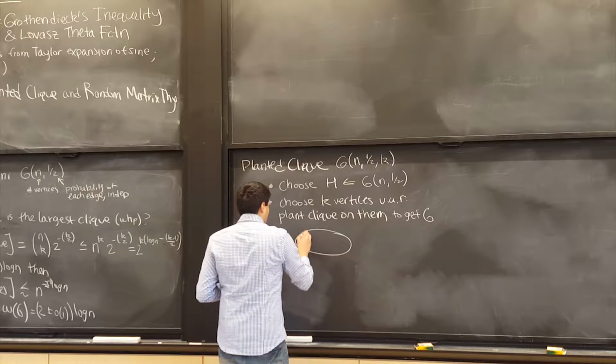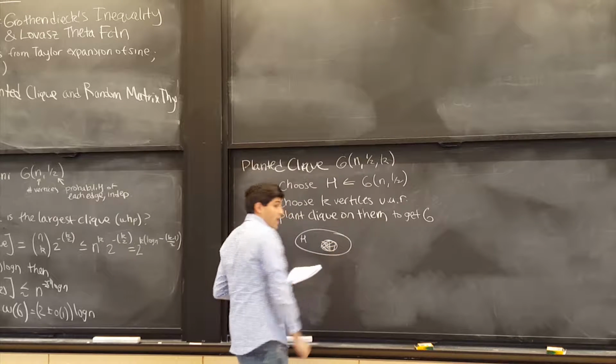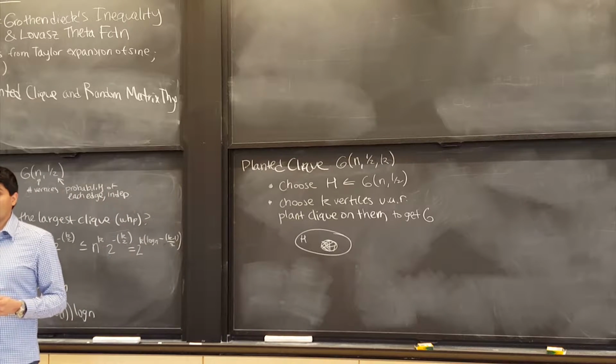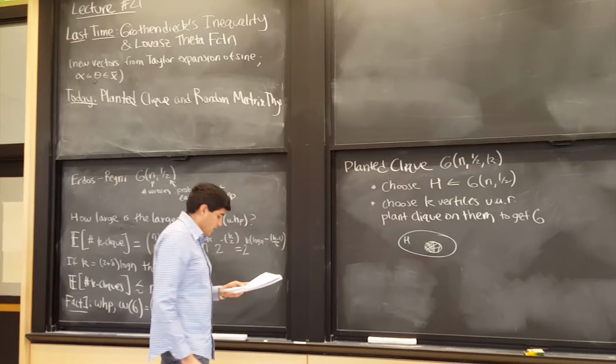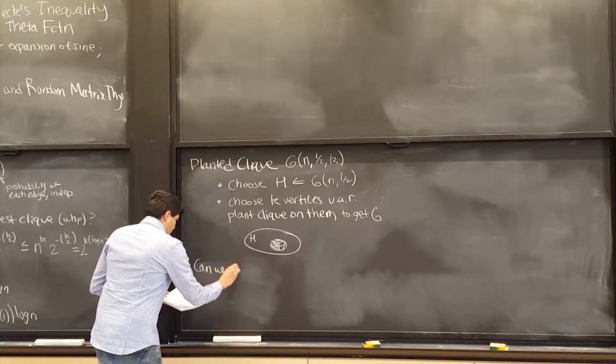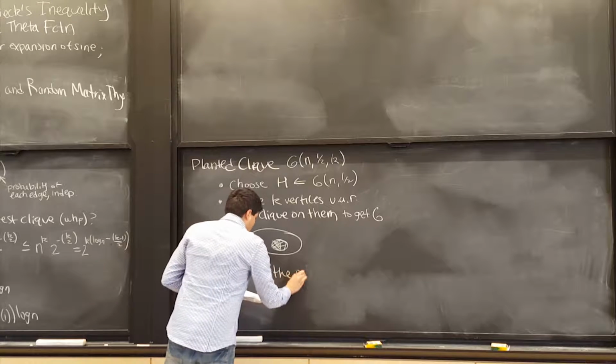So we chose our random graph H. We chose a random set of k vertices. And then we add in the clique on those vertices. But the question is, you don't actually know where the clique was added. So the whole goal in planted clique is just, can we recover the planted clique?